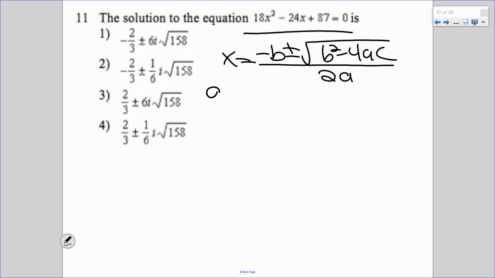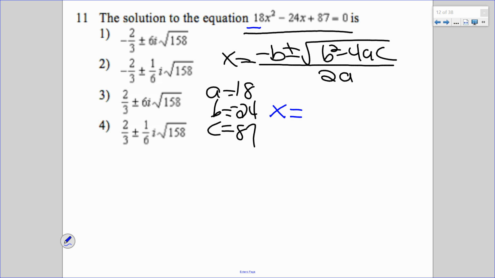I'm going to list my A, B, and C values. A is 18, B is negative 24, C is 87. So you might be thinking, well, can't I use quadratic formula as well? I'm sorry, can I use completing the square as well? Well, if you want to do completing the square with an A value of 18, be my guest, but I am not going to choose to do that now.